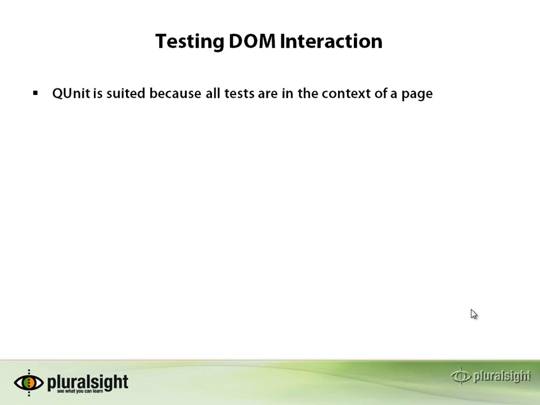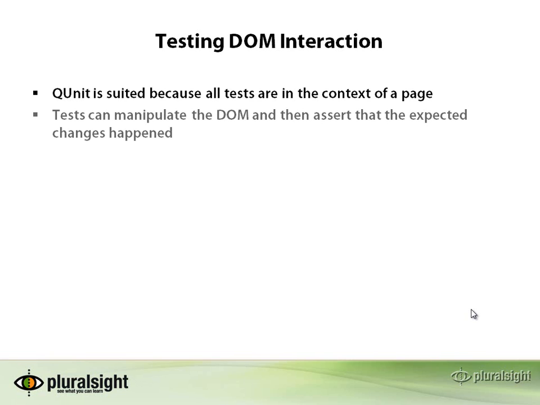Because QUnit runs all the tests in the context of a page, it's particularly well suited to testing JavaScript that works with the document object model, maybe modifying it or reading some values from it. The test can manipulate the DOM and then assert that the expected changes happened. In your QUnit test page, you can set up whatever HTML is required for your test.